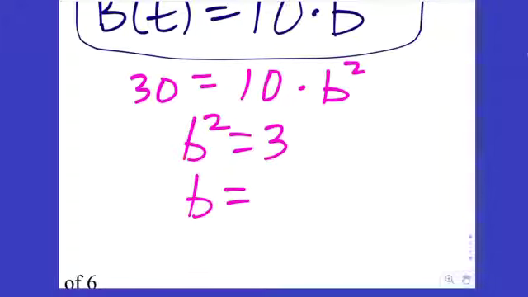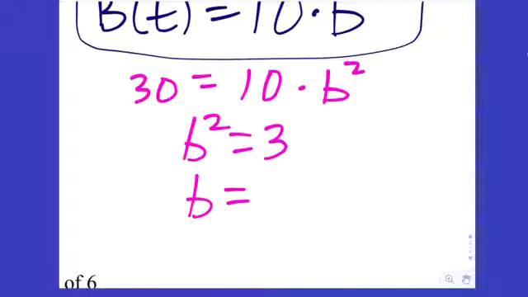When I extract square roots, or even roots in general, I need to at least consider plus or minus, right? We need to at least consider it. Does the negative value make sense for us in this problem? No, because we're finding the base of an exponential, and remember the base has to be either bigger than 1 or between 0 and 1. So now we'll just take the square root of 3.